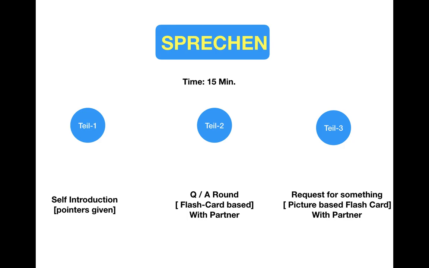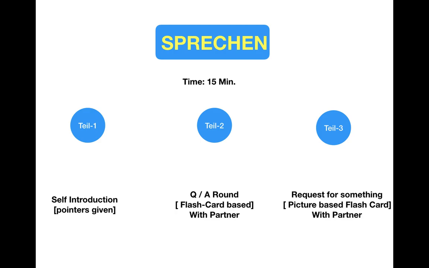You will get another picture, and a watch is shown there. So how will you ask? Can you please tell me the time? Excuse me, what's the time? Another picture of a door, a half open door is there. So you can ask, can you please close the door, or can you please open the door, like this. The pictures will be given. Your task is to identify the picture and make a request with your partner.